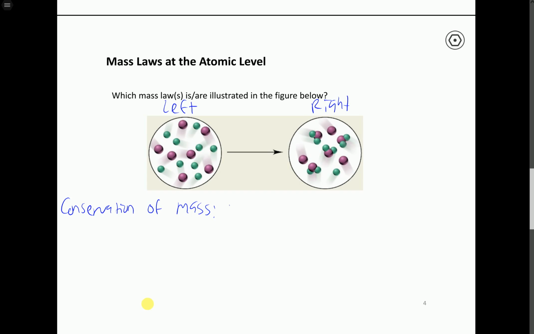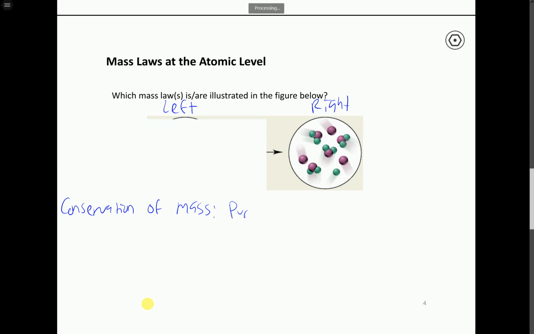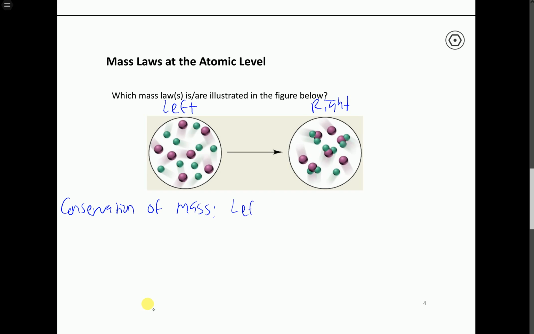So if we look at purple, let's do it for the left side first. Okay, so on the left side, if we count the number of atoms of each type there are, we don't know what exactly these are, they're just different colors, but we have 1, 2, 3, 4, 5, 6, 7 purples. And then on the green side, we have 1, 2, 3, 4, 5, 6, 7, 8, 9. We have 9 greens. Alright, so 16 total atoms, 7 of one type, 9 of the other.